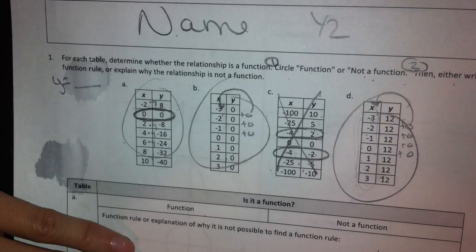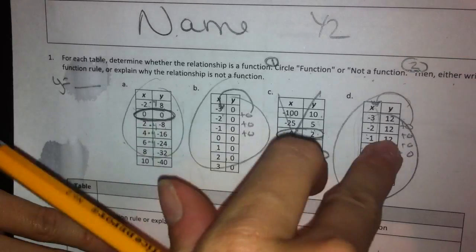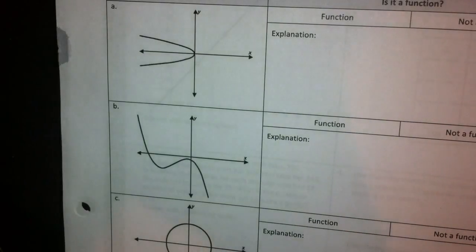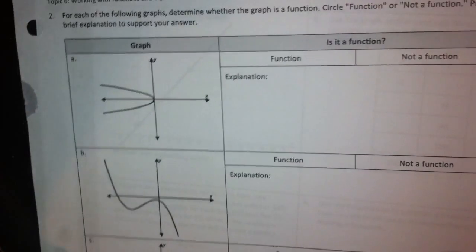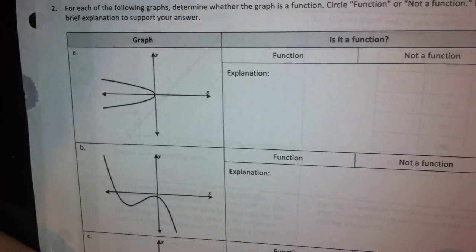So remember our I can statement for today. We said our first I can statement was, could we identify a functioning relationship from a table? Check. We can do that. Now we have to be able to identify that function from the graph. Now remember our vertical line test.